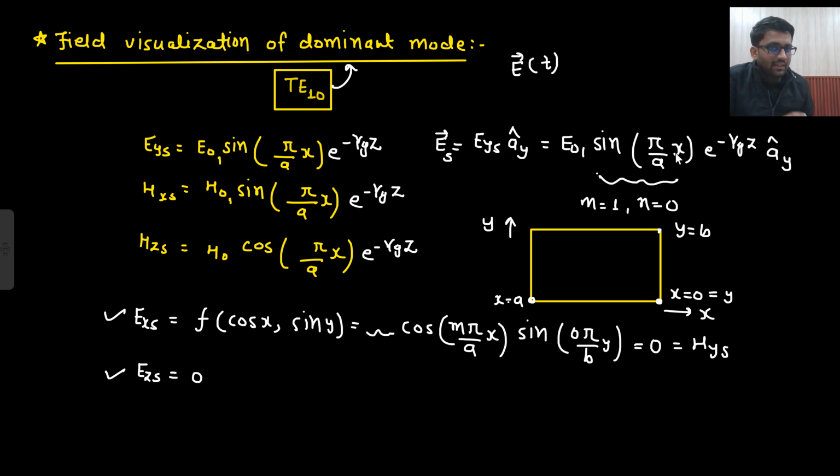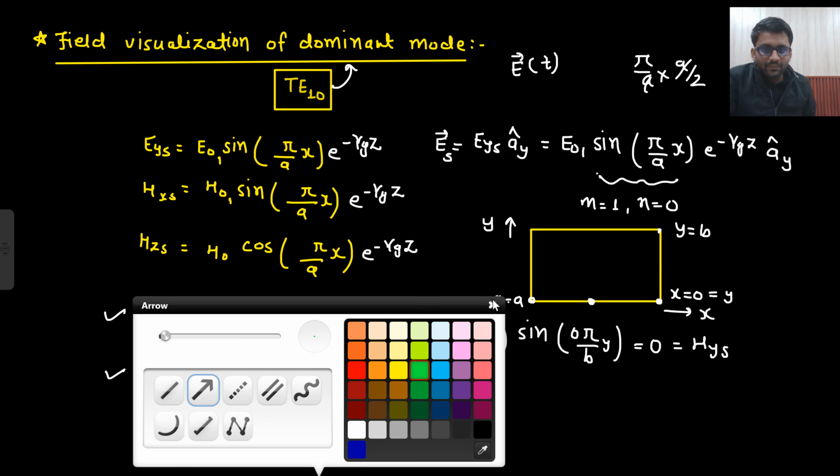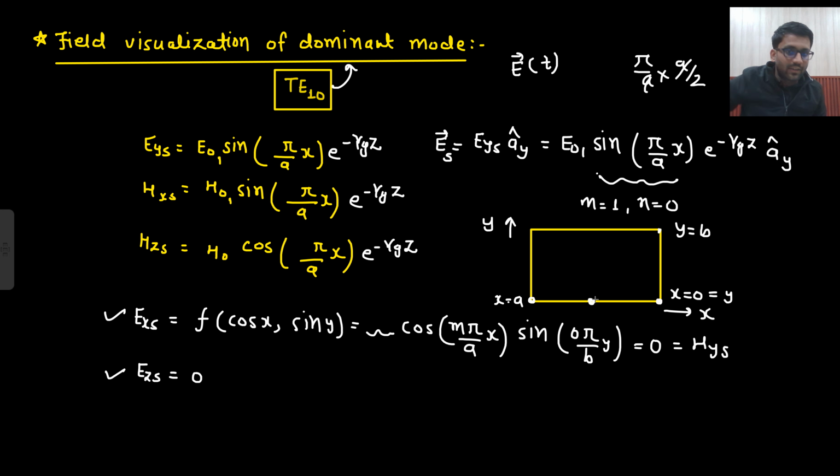Now what does this represent? Let's just say the x value is a/2. When x is a/2, what is your field? E0 sin(π/a × a/2), so sin(π/2). What is the value of sin(π/2)? 1. So you have the component in the y direction. The field is dancing in the y direction.